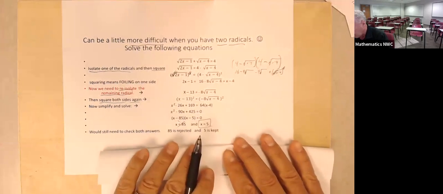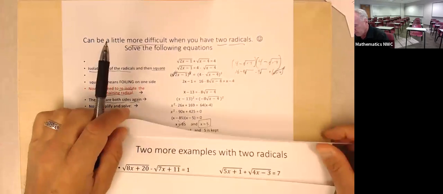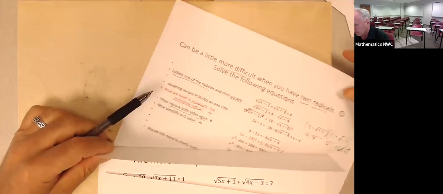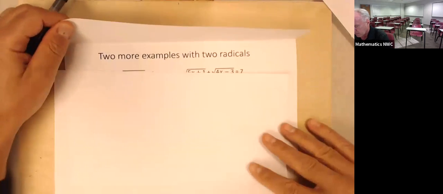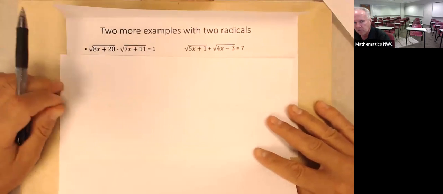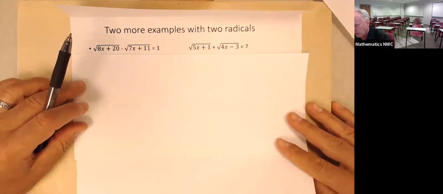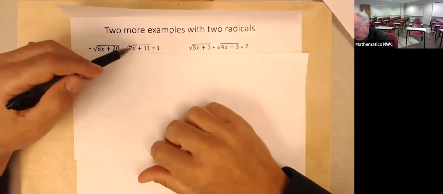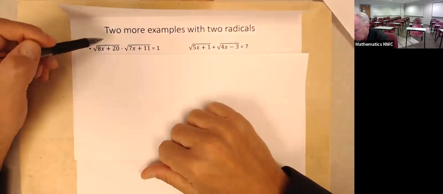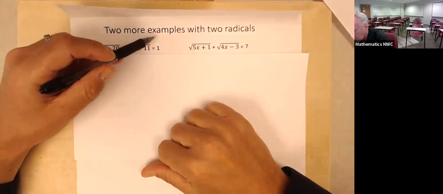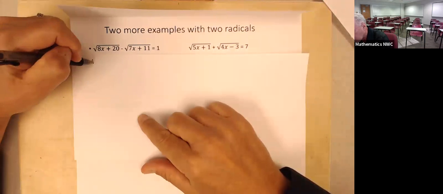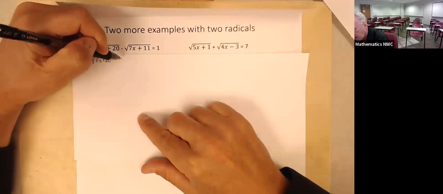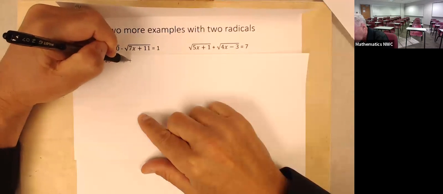I'll fold this over so I have a little more space here. We're going to try both of these. Again, a little more challenging. I could isolate either radical, but I'm going to choose to take this negative and bring it over and make it a positive. So I have the square root of 8x plus 20. If I bring that one over, it's going to be 1 plus that radical.